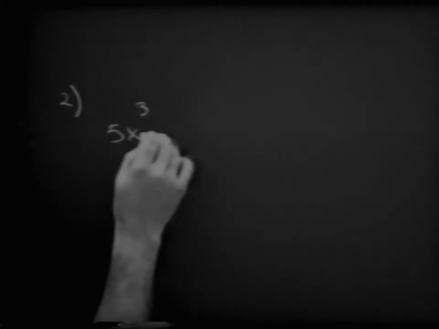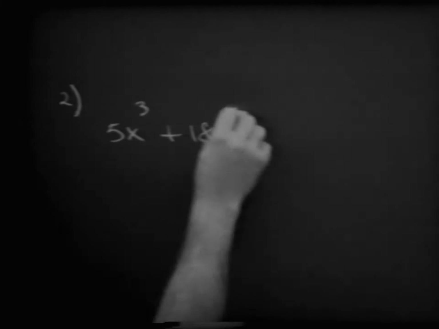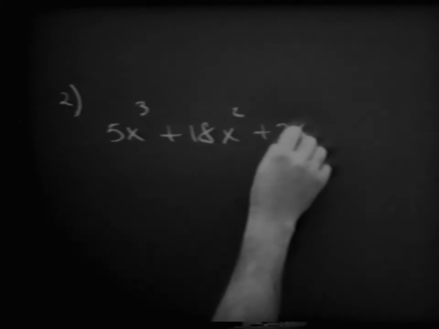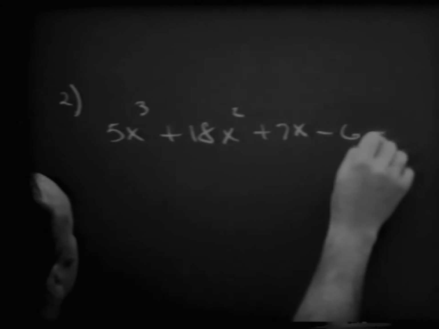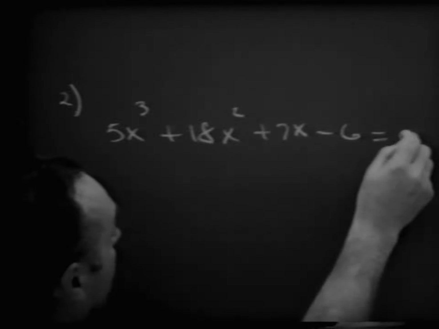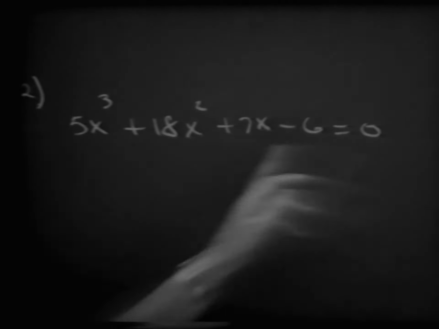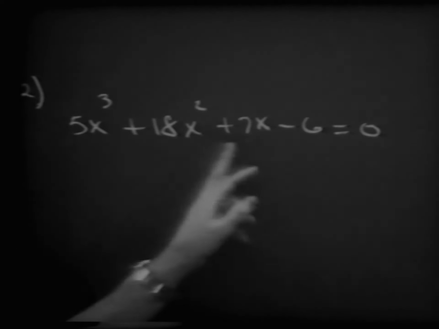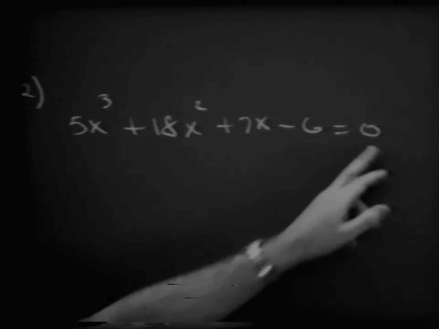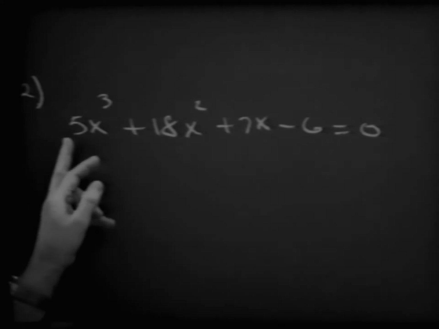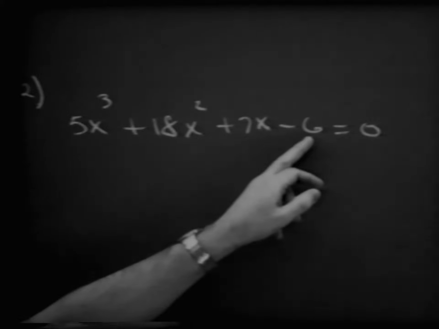In this case, suppose we had 5x cubed plus 18x squared plus 7x minus 6 is equal to 0. Now again, notice it's a polynomial equation written in simple form, in that we have a polynomial on the left equal to 0. Our leading coefficient is 5, and our constant term is negative 6.